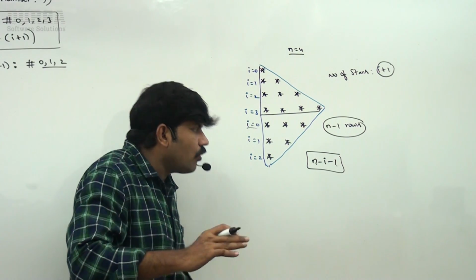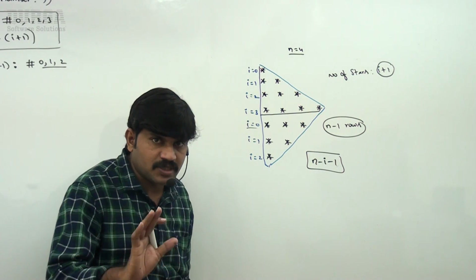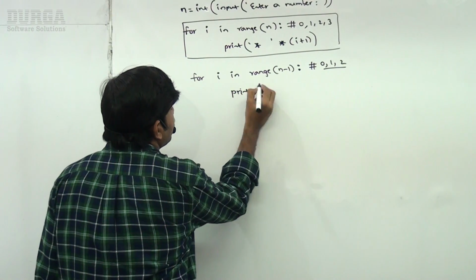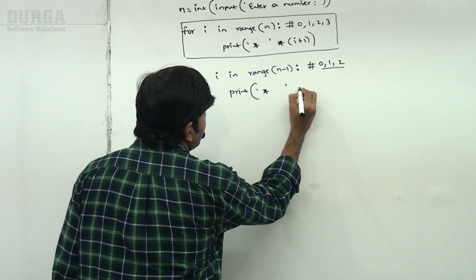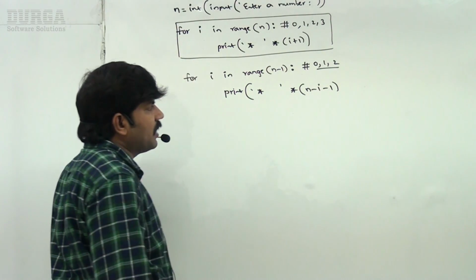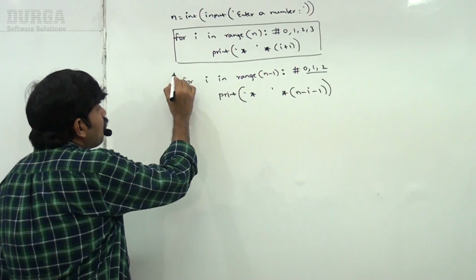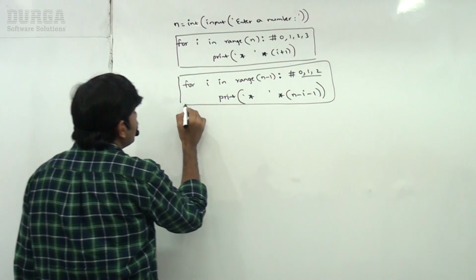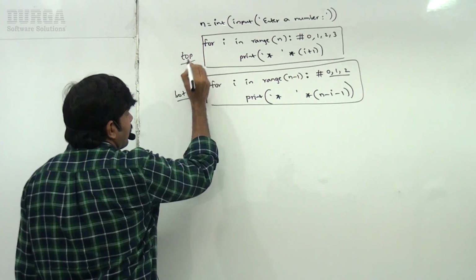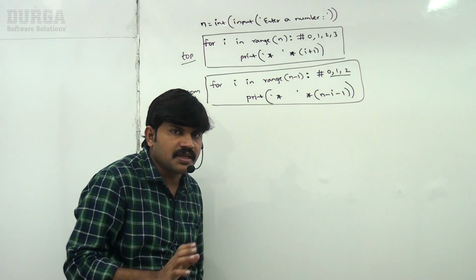So in every row, how many stars do we have to take? n minus i minus 1 number of stars. Well, observe carefully. Print star followed by space, n minus i minus 1 number of times. That's all. So the first one talks about the top part, the second one talks about the bottom part of the pattern. If I can consider both, then our job by default will become very easy. Clear for all of you, right?